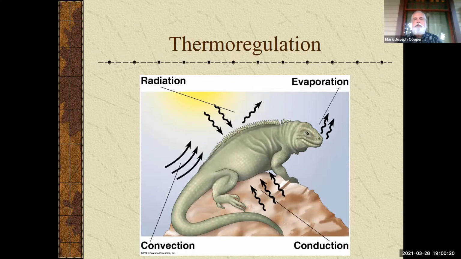And then the last one is conduction. You can gain and or lose heat this way. And so again, this is heat transfer due to direct contact. And so this lizard laying on the rock is a good example of conduction. If the rock is hot, it's gaining heat.